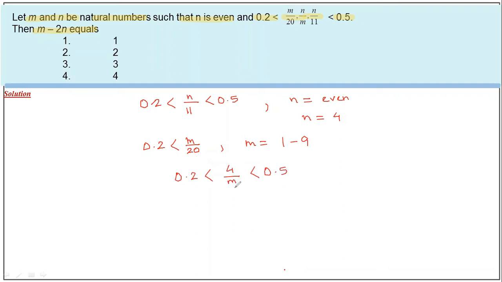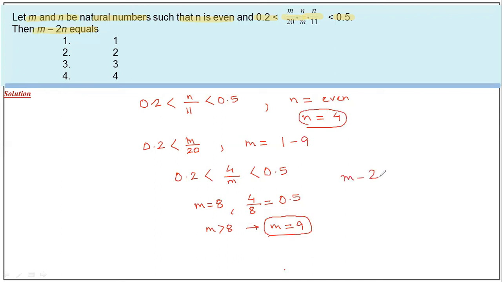Now for m equal to 8, we have 4 by 8, which is equal to 0.5. So that means m has to be greater than 8, which means that m is equal to 9. So we have m as 9 and n as 4. So that means m minus 2n would be equal to 9 minus 8, equal to 1. Option 1.